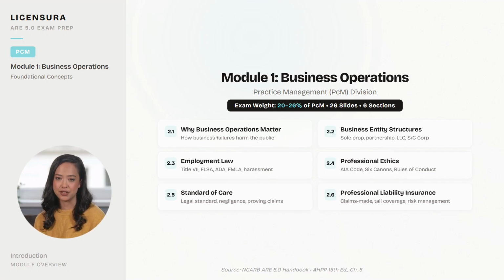Here's the thing. Each section builds on the one before it. By the end, you'll see how these 5 areas connect, and why a mistake in one area can quickly snowball into problems across all the others. So with that, let's jump into Section 2.1. Why business operations actually matter for the ARE.